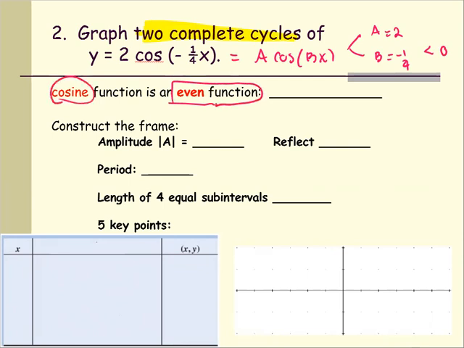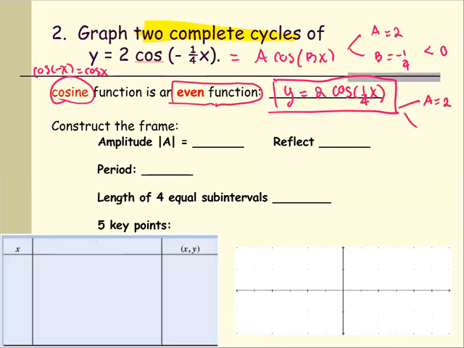The cosine is an even function. Therefore, from the property that cosine of negative x equals cosine x, we can rewrite this function as y equals 2 times cosine of 1 over 4x. And we can start working using this new form of y. Now our a is still 2, but the b has changed into a positive number, 1 over 4.